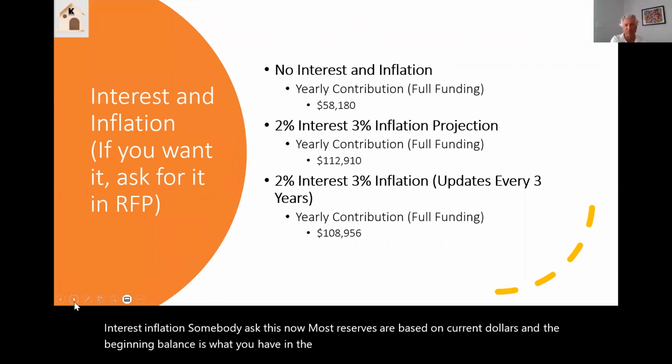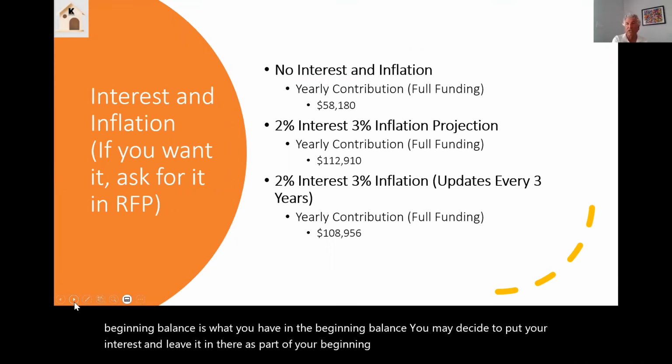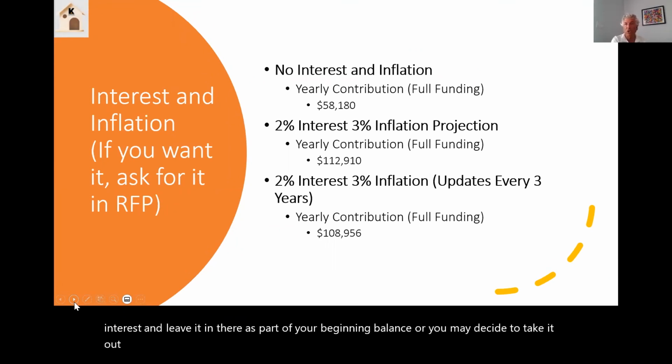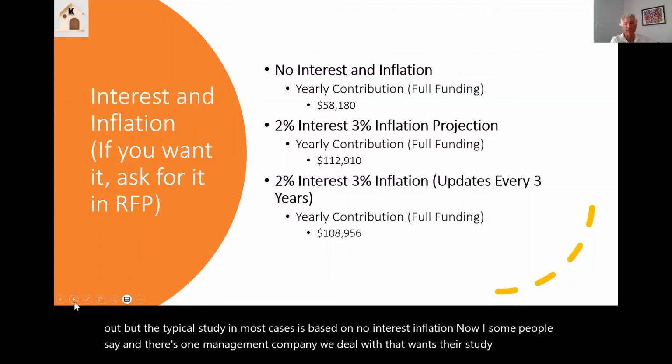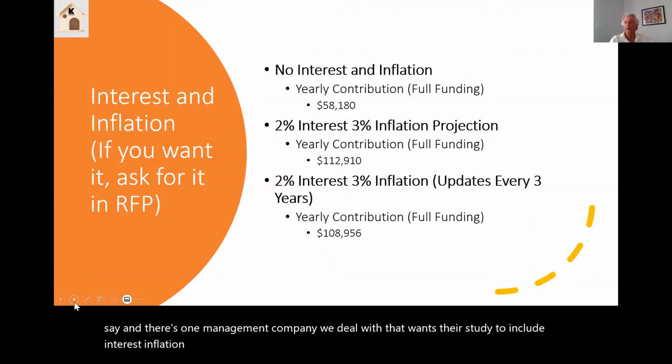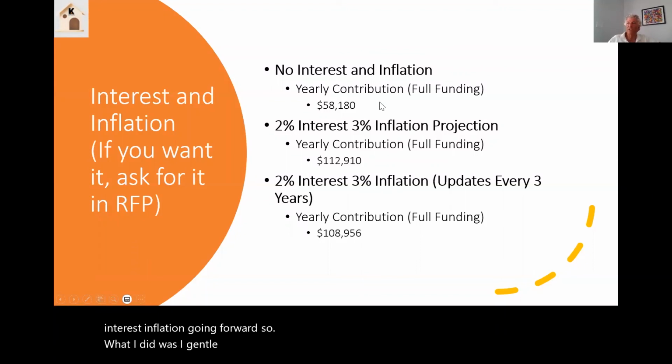You may decide to put your interest and leave it in there as part of your beginning balance, or you may decide to take it out. But the typical study in most cases is based on no interest and no inflation. Now, some people say, and there's one management company we deal with that wants their study to include interest and inflation going forward. So what I did was I did a little example here. With no interest or inflation, your annual contribution is $58,180.